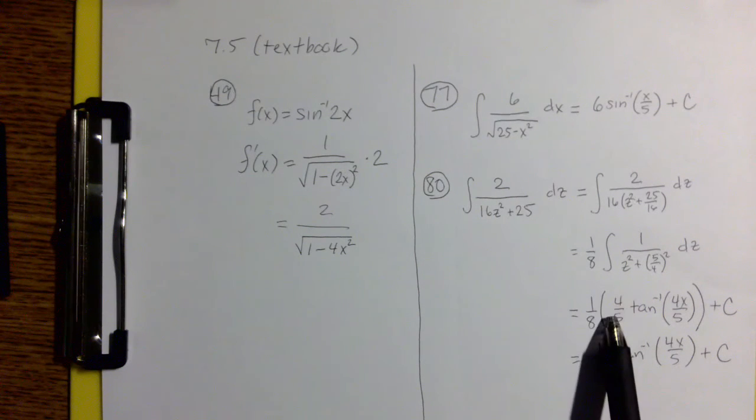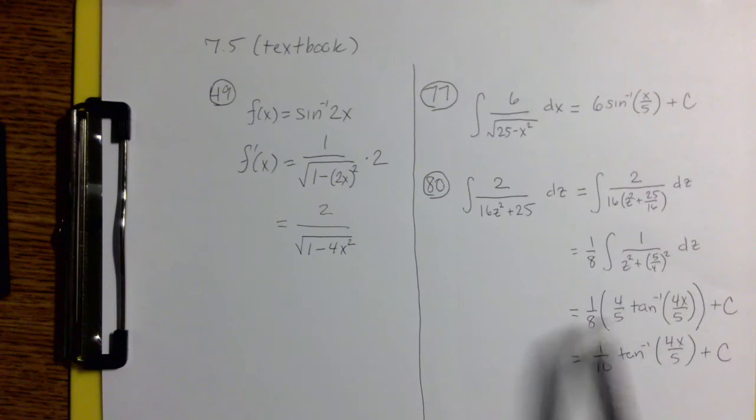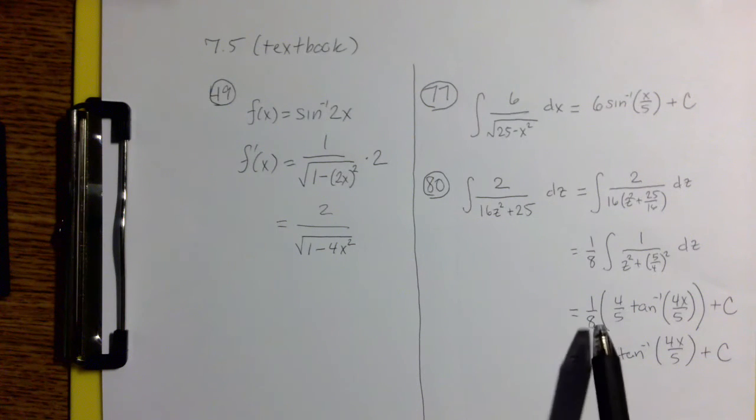So we've got a factor of 1 over a here, a factor of 1 over a here. And since a is 5/4, 1 over a is 4/5. We still have that 1/8 out there. I multiplied, and we end up with 1/10 inverse tangent of 4z over 5 plus c.